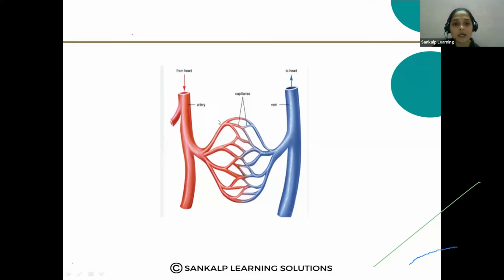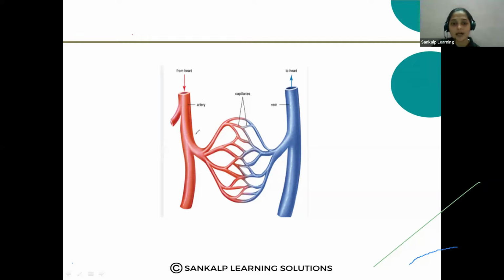How are they different? Because of the wall. Artery walls are thick because they have to carry the high pressure blood. Okay. So these arteries become small-walled vessels. Here you can observe the picture.